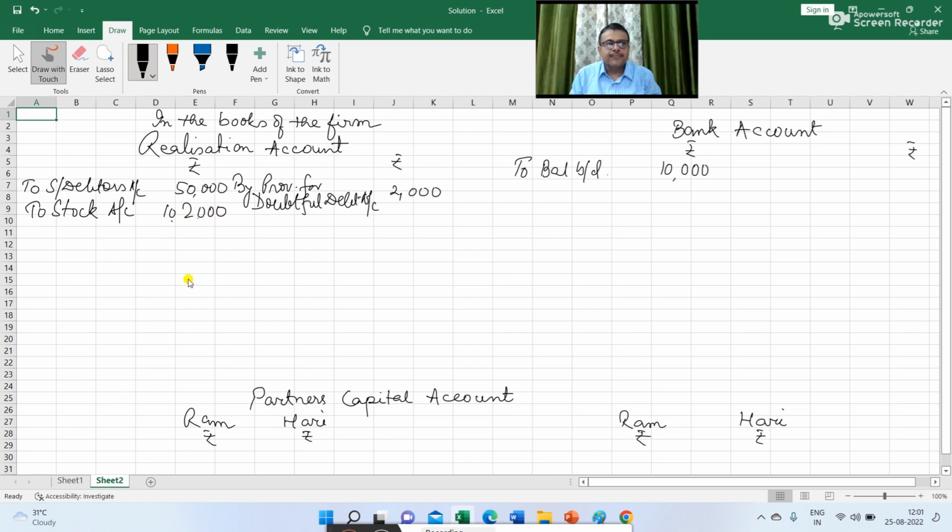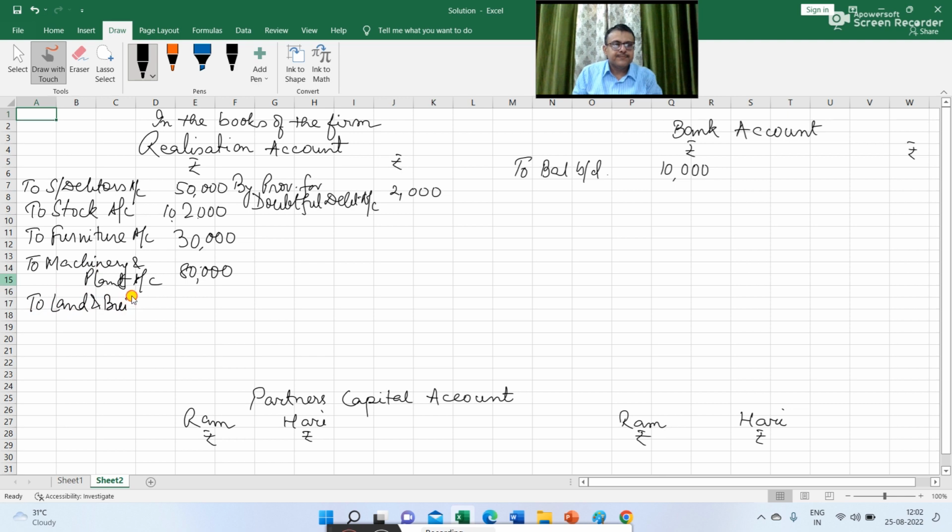Next is furniture. So realization account debit to furniture account, and the balance is 30,000 rupees. Next item is machinery and plant. So to realization account debit to machinery and plant account rupees 80,000. Next is land and building. So realization account debit to land and buildings account 1,20,000.